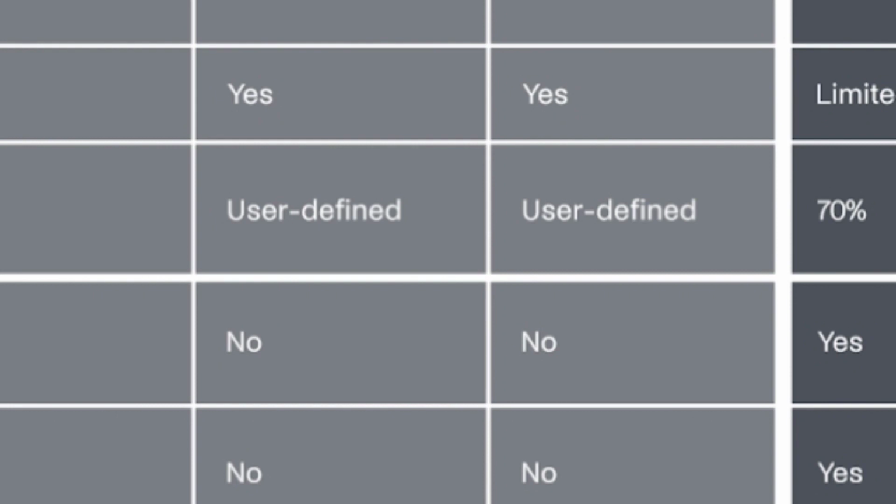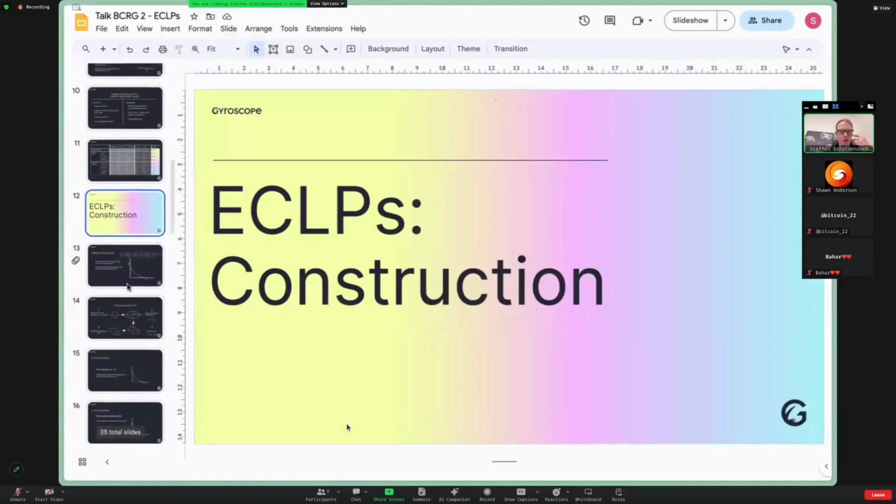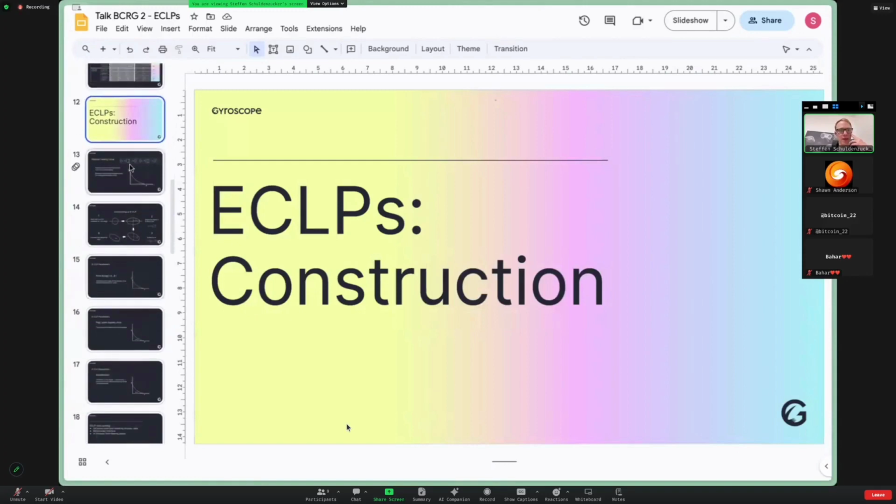Right. I have this big overview table here where, of course, in the end, it will be that the gyroscope ECLP is best in all categories. But I think I want to go through these rows one by one. And the first thing I want to show you is the math behind the ECLP and the construction. And afterwards, I want to talk about capital efficiency.